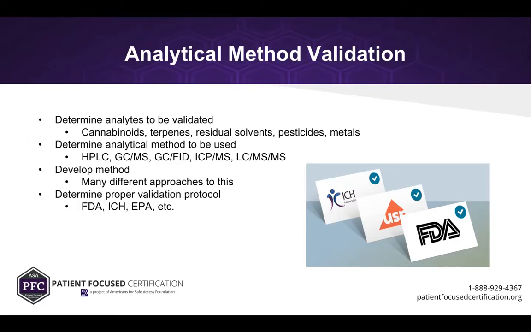So we know, for instance, that cannabinoids are best evaluated by HPLC. Terpenes are best evaluated by GC-FID or GC-MS. Heavy metals are best evaluated by ICP-MS. There are a number of different methods out there. A lot of instrument manufacturers have already developed methods for determining some of these compounds.